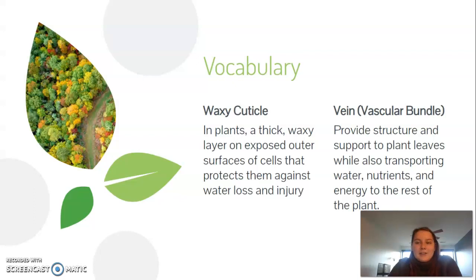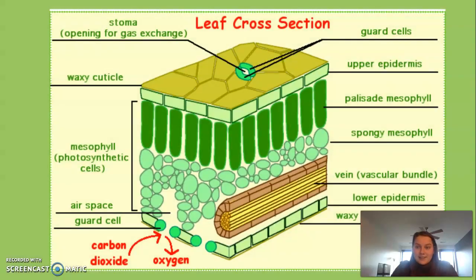So the veins, or the vascular bundle, is a structure that provides support to plant leaves while also transporting water, nutrients, and energy to the rest of the plant. We have veins in our body, as everybody knows, and those provide us with blood, with nutrients, with everything we need to survive. And the same is true for plants. You can see this on the diagram, that vascular bundle right there. And those are what brings nutrients to everything.